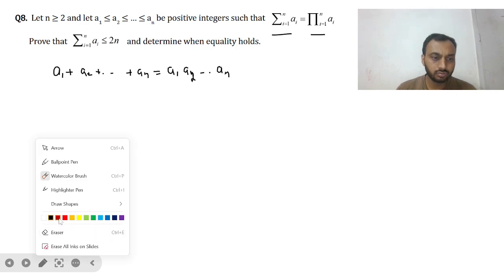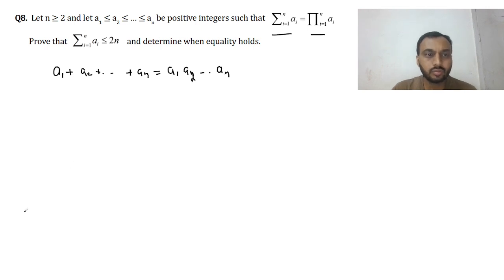Then we have to prove that the summation of ai is less than or equal to 2n, and determine when equality holds. So first of all, we will try to identify whether we can find integers which satisfy this equation. One thing that we can say is that the right hand side is most of the time greater than the left hand side, isn't it?